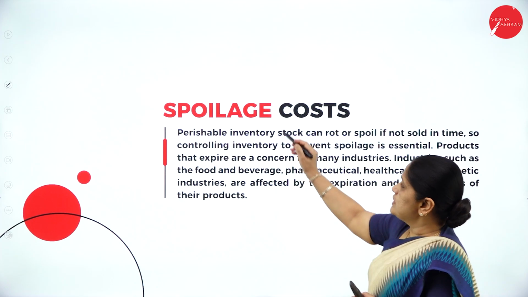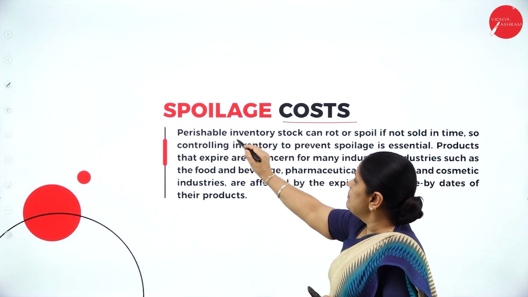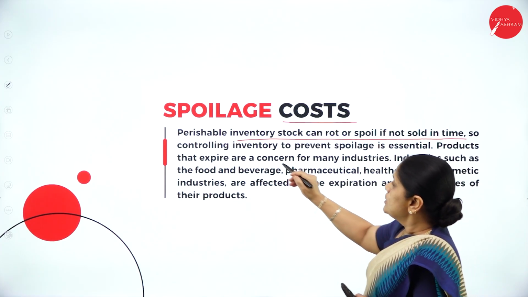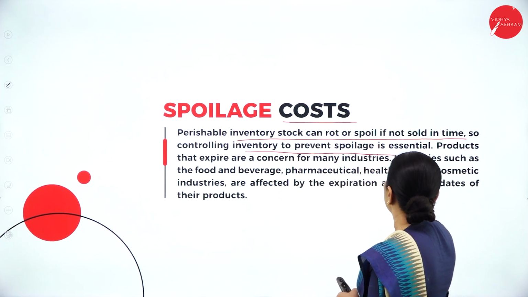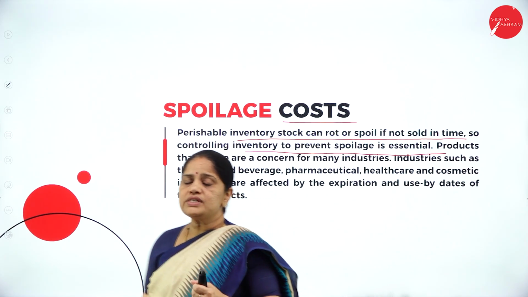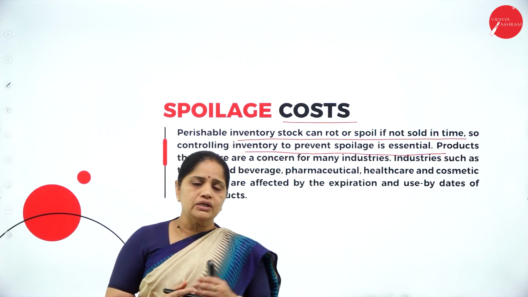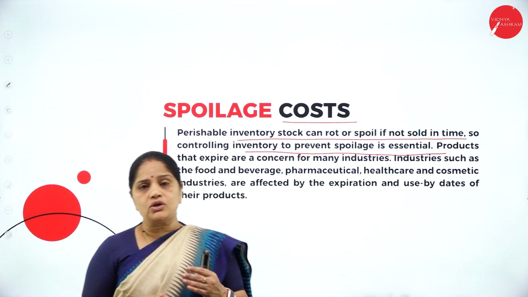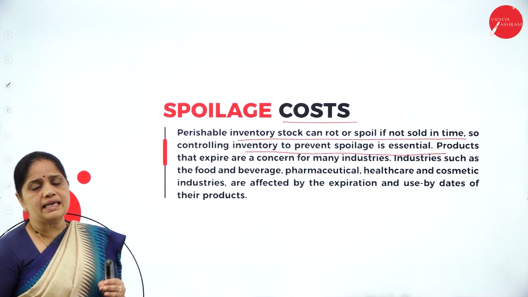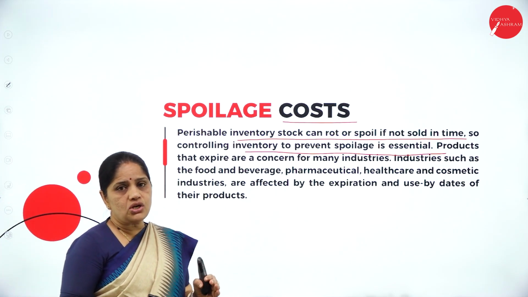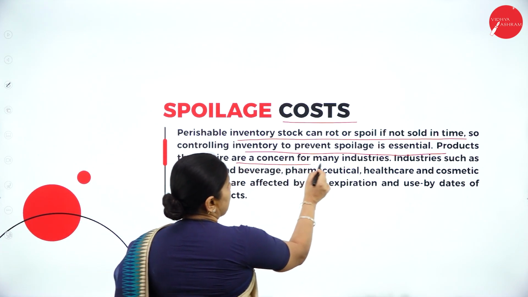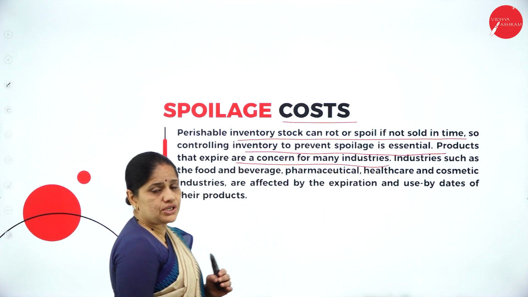The next we have the spoilage cost. Perishable inventory stock can rot or spoil if not sold in time. So controlling inventory to prevent spoilage is essential. Whatever stocks you are having should not be spoiled. If it is a perishable product, we have to take care to see that the stock does not spoil immediately. Products that expire are a concern for many industries.